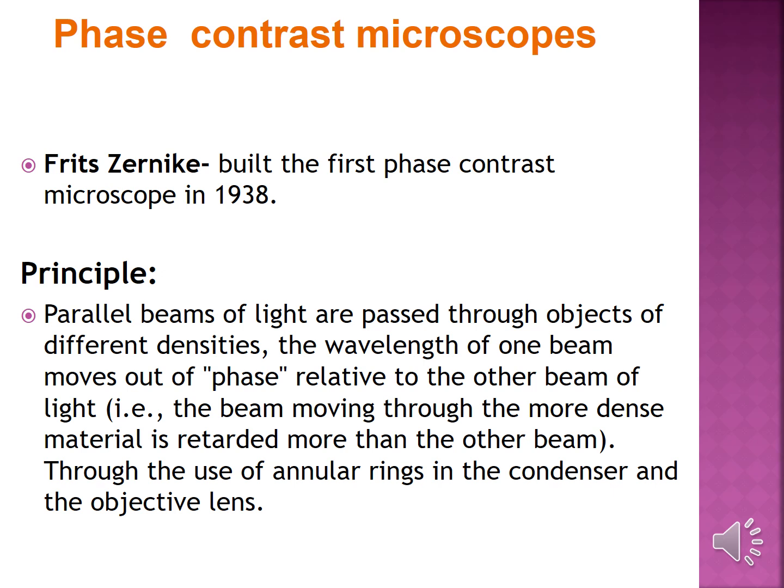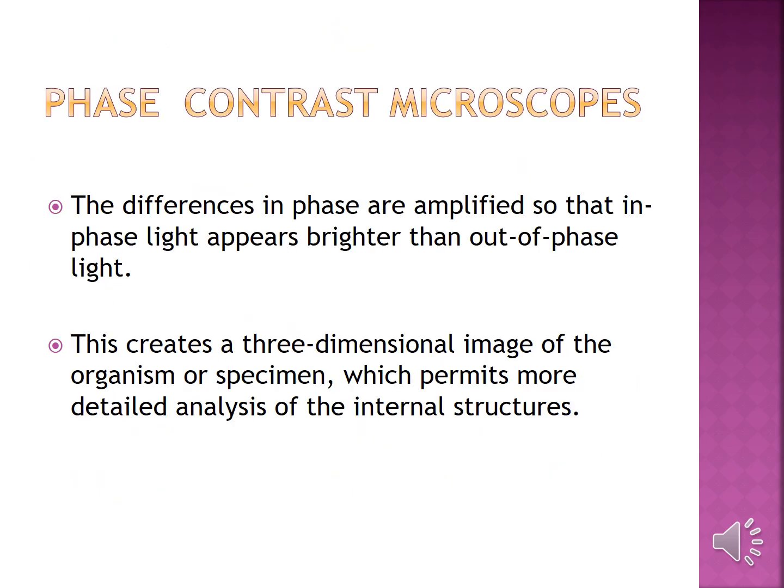Phase contrast microscopes. It was built in 1938. The principle is that parallel beams of light are passed through objects of different densities. The wavelength of one beam moves out of phase relative to the other beam. So through the annular rings in the condenser and the objective lens, the objects can be visually seen. The differences in phase are amplified so that in-phase light appears brighter than out-of-phase light. This creates three-dimensional images of the organism or specimen, which permits more detailed analysis of the internal structures.